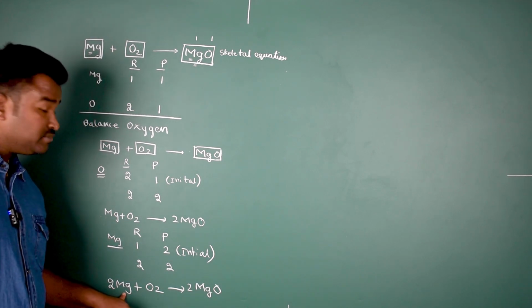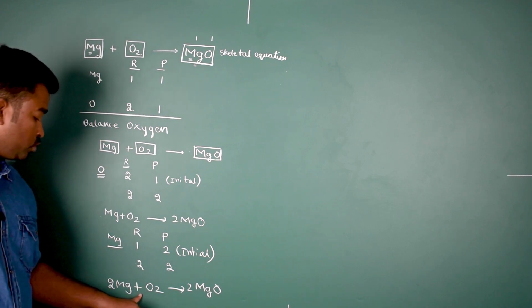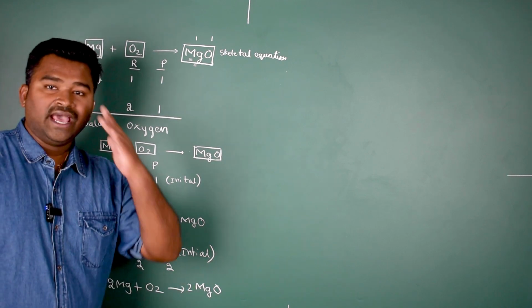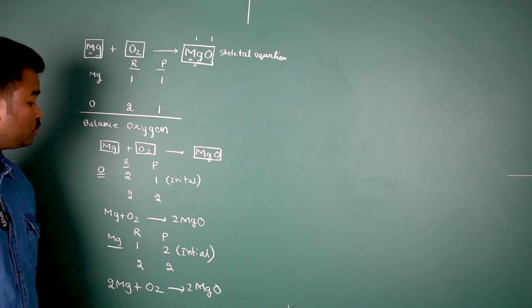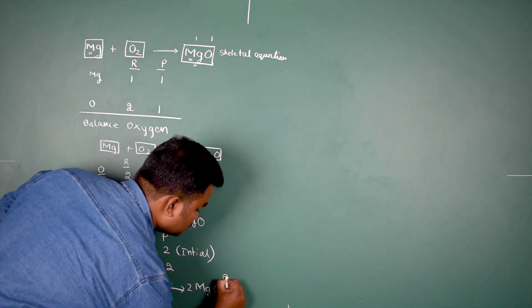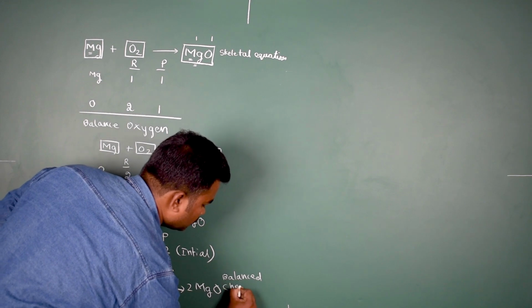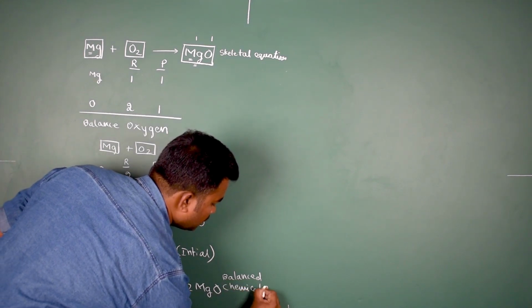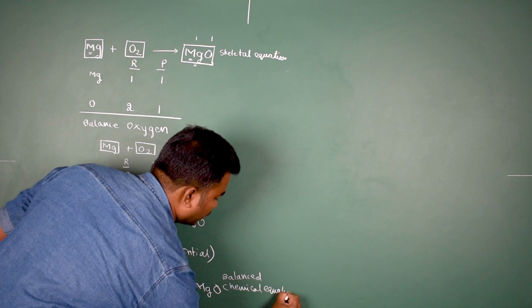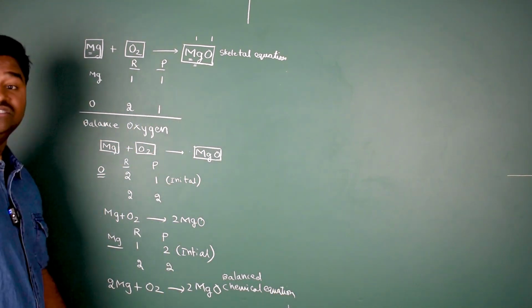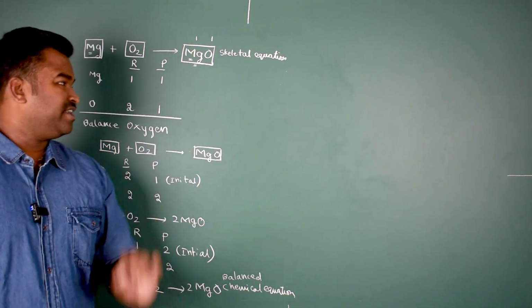It is 2 Mg, 2 Mg, 2 oxygens, 2 oxygens. Hence the equation is known as what? Balanced chemical equation. Do you understand this? Let's take one more example.